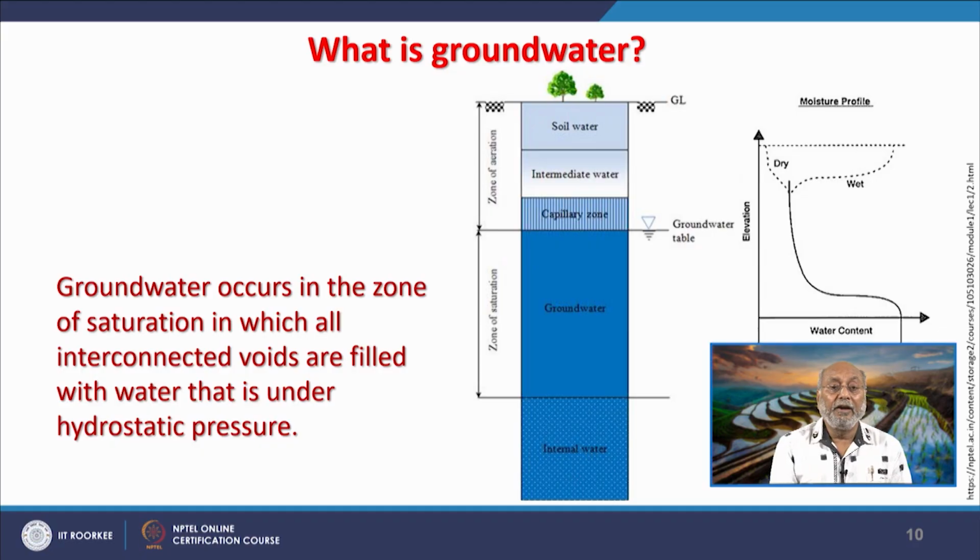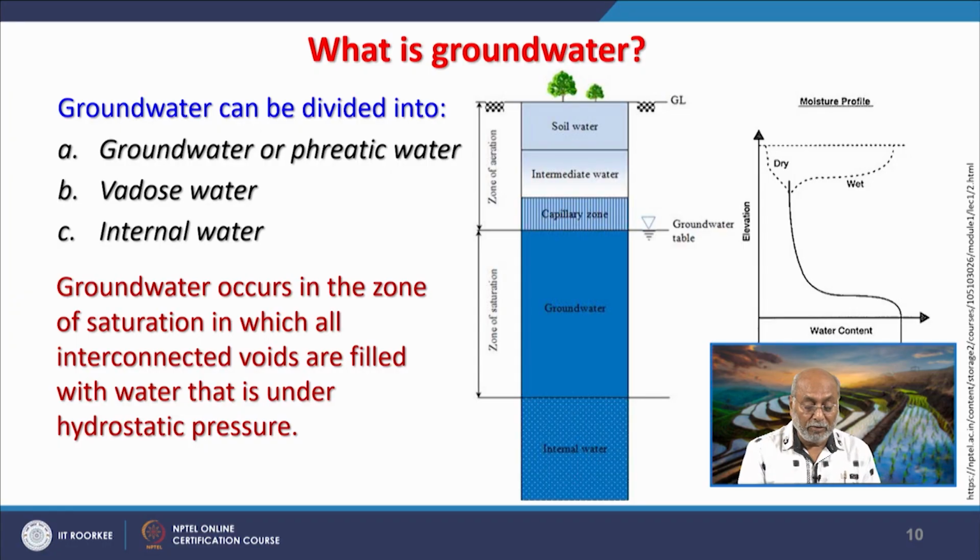So, groundwater occurs, as we have just said, in the zone of saturation, in which all interconnected voids are filled with water under hydrostatic pressure. Now, here it is written all interconnected voids, but in all geologic conditions in rocks, it is not necessary that all voids will be interconnected. So, very briefly I am bringing in two terms, porosity and permeability. If there are a lot of pore spaces, then porosity may be high, but if these pore spaces or voids are not interconnected, then permeability, that is the flow of water from one place to another, may not be good.